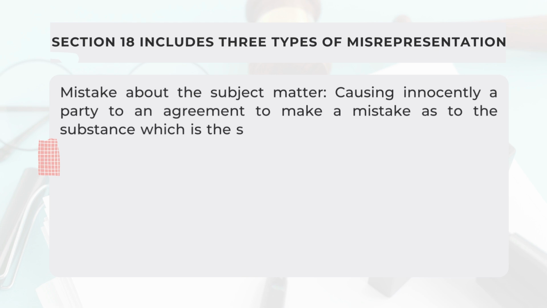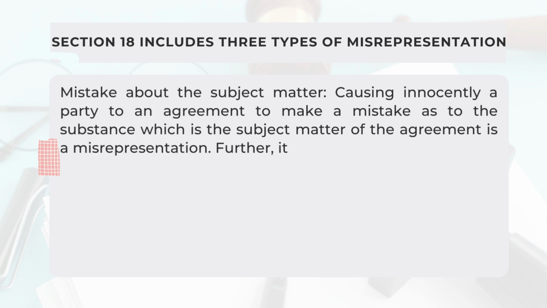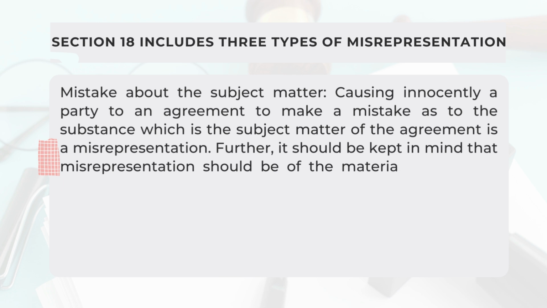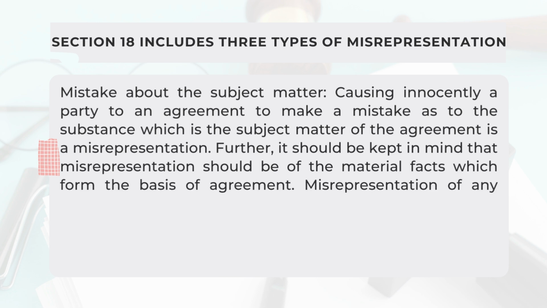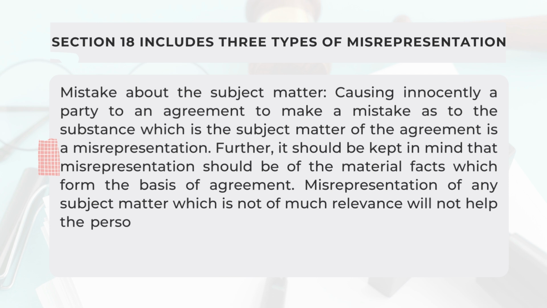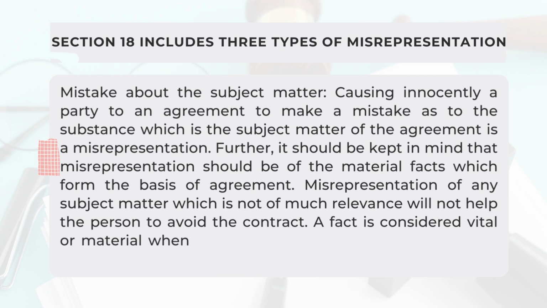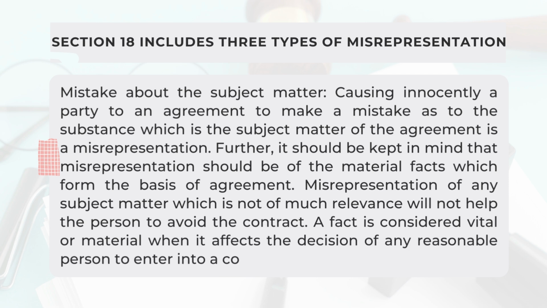Causing innocently a party to an agreement to make a mistake as to the substance which is the subject matter of the agreement is also part of misrepresentation. But it should be kept in mind that the misrepresentation should be of material facts, important facts, and not of mere facts. Misrepresentation of any subject matter which is not of much relevance will not help the person to avoid the contract. A fact which is important, which is vital, which is material, is one that affects the decision of a reasonable person to enter into a contract or not. So, that is where misrepresentation lies.